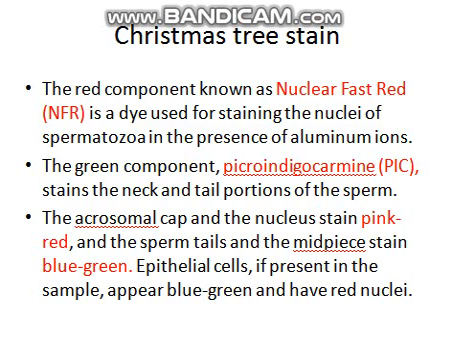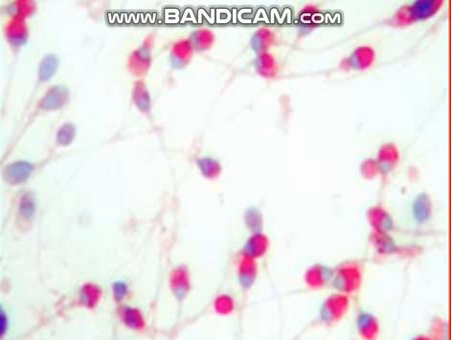So here you can see how it looks under the microscope upon staining. These are the sperms that have been stained, so this reddish part is due to the staining of the head with the nuclear fast red dye, whereas the tail part and the mid piece part are bluish or greenish in color due to the staining with the picroindigo carmine.